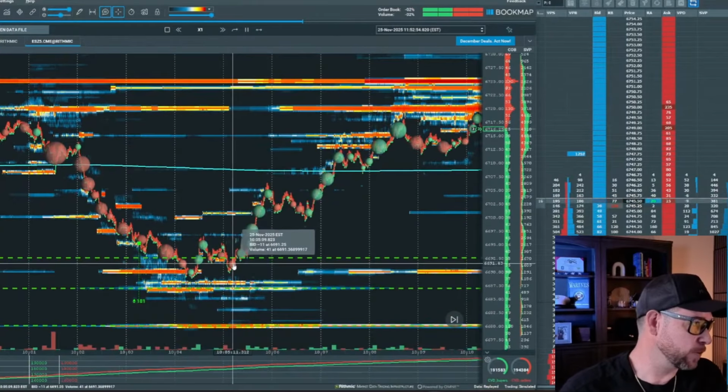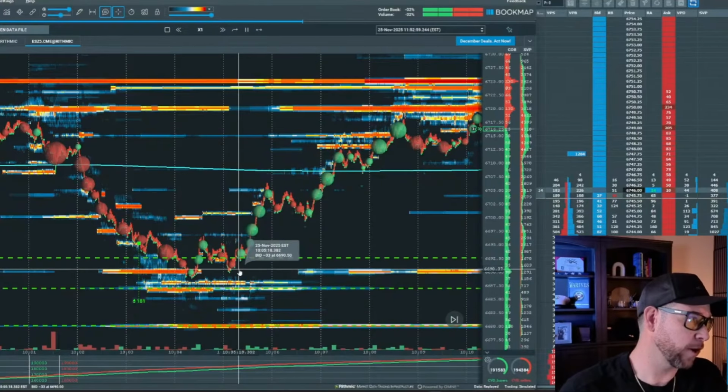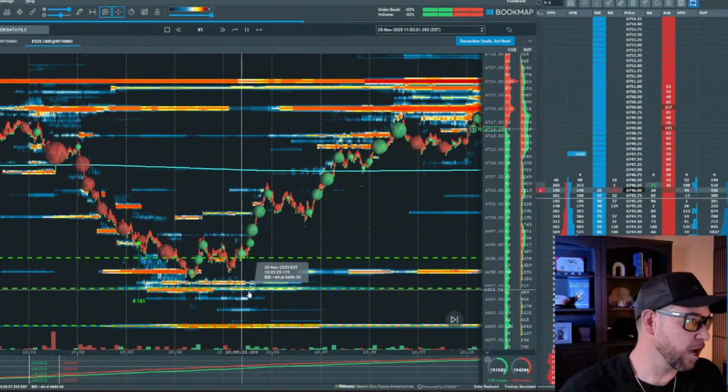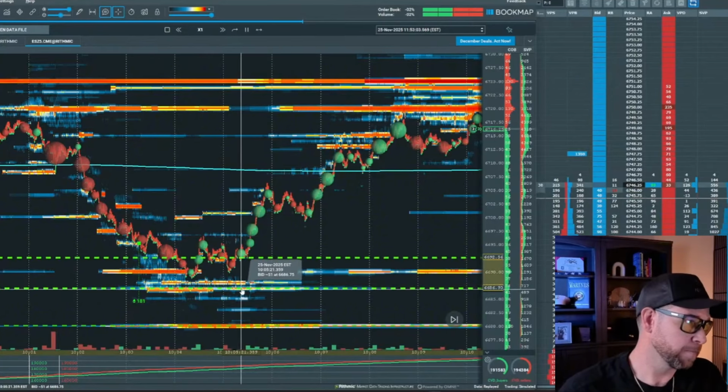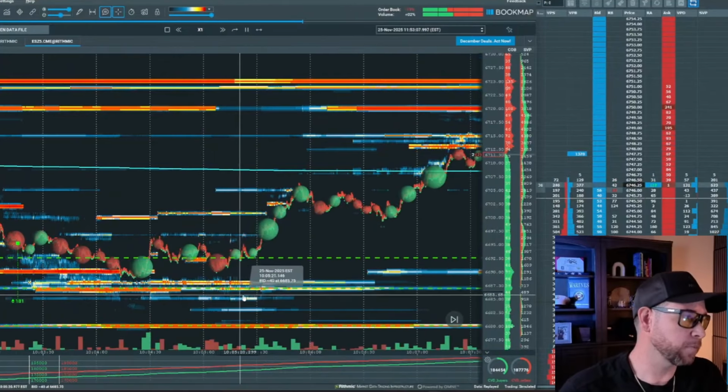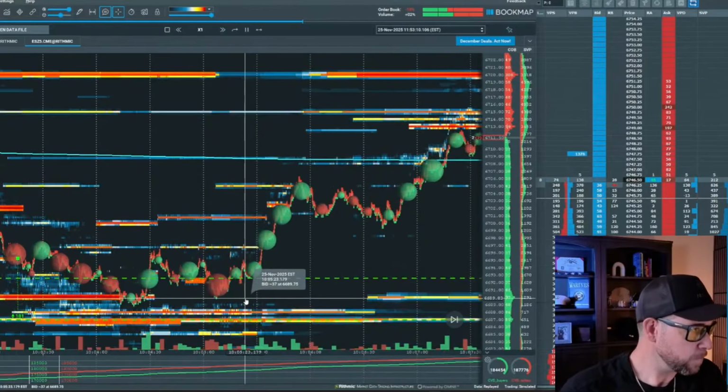Because if this sweeps me out, I would rather just get out here for a point, get out for break even, get out for 2 points. And then if I see good confirmations, I'll get right back in the trade if we pull back here. But I'd rather not just eat a 5-6 point stop loss for no reason.